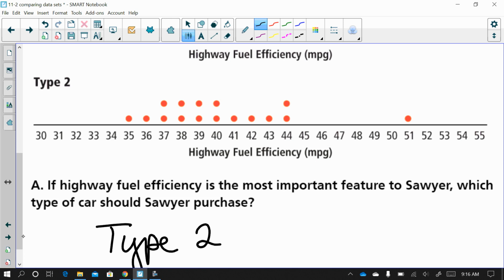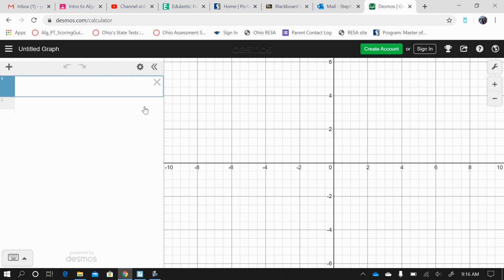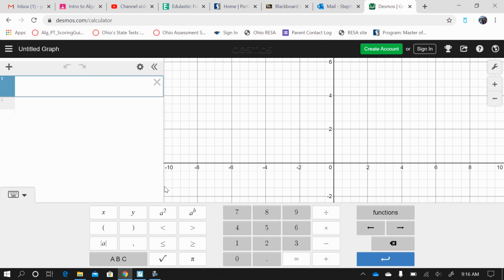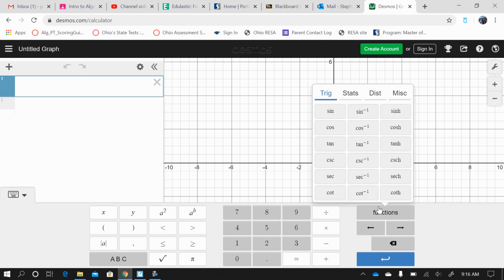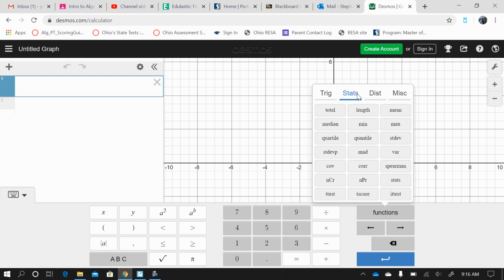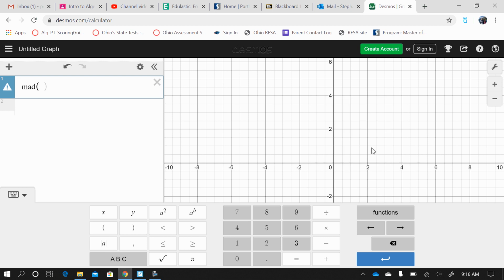I'm going to go ahead and pull up Desmos. I actually already have it up, so I can find my mouse. There it is. The cool part here: with Desmos, we're used to thinking of it as graphing. If I pull up this keyboard, I'm going to go to Functions, and they have a tab called Stats. Right here, they have MAD. So let's type in MAD.